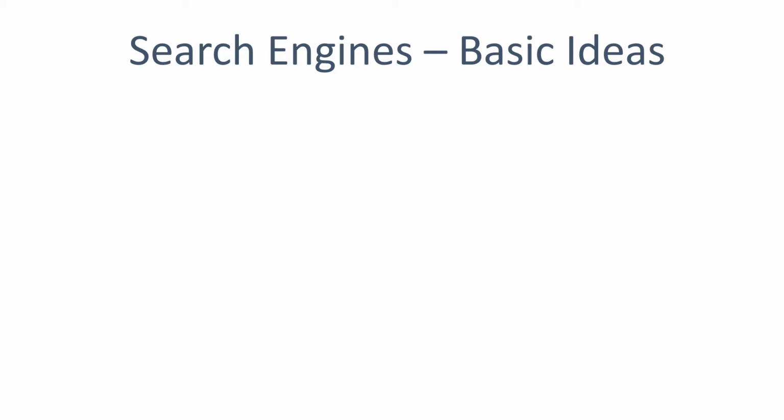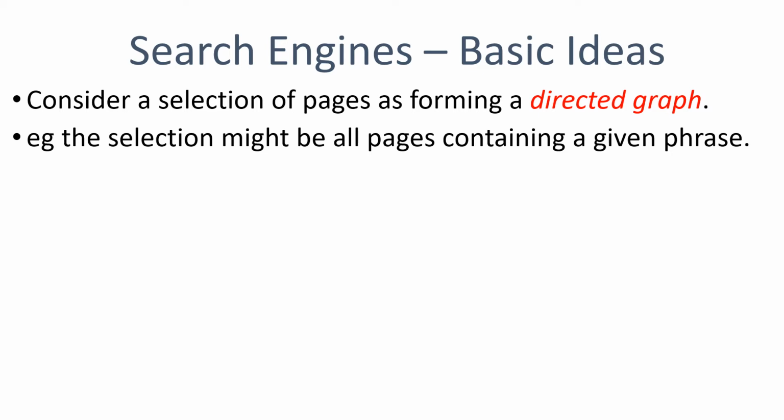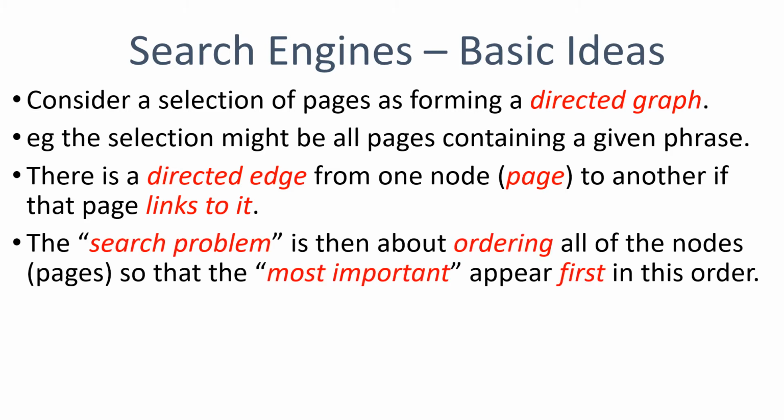So what are the basic ideas that underpin search engines? We consider a selection of web pages to be organized as a directed graph. For example, the basic nodes of our graph might be all of the web pages we found that contain a given phrase, a given search term. And we link these pages together in the obvious way. We have a link from a node to another node if the corresponding web page points to the other web page. So the search problem that we're dealing with is all about ordering these nodes so that the most important appear first.